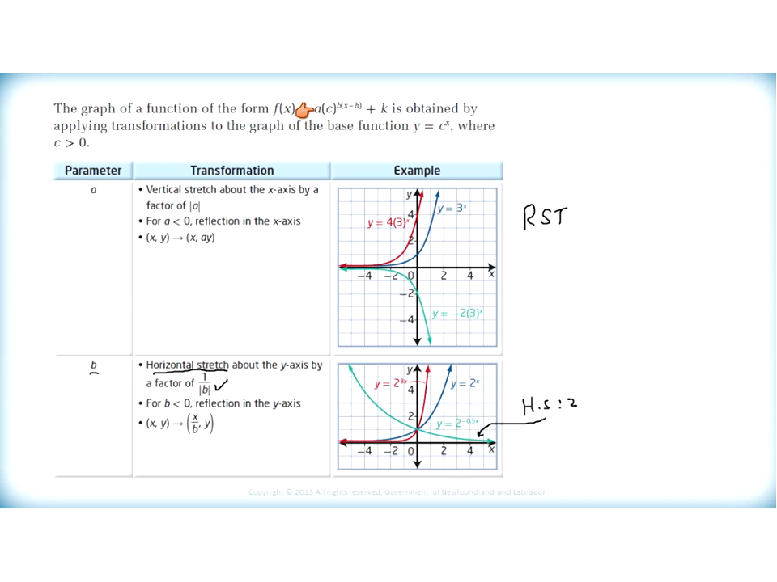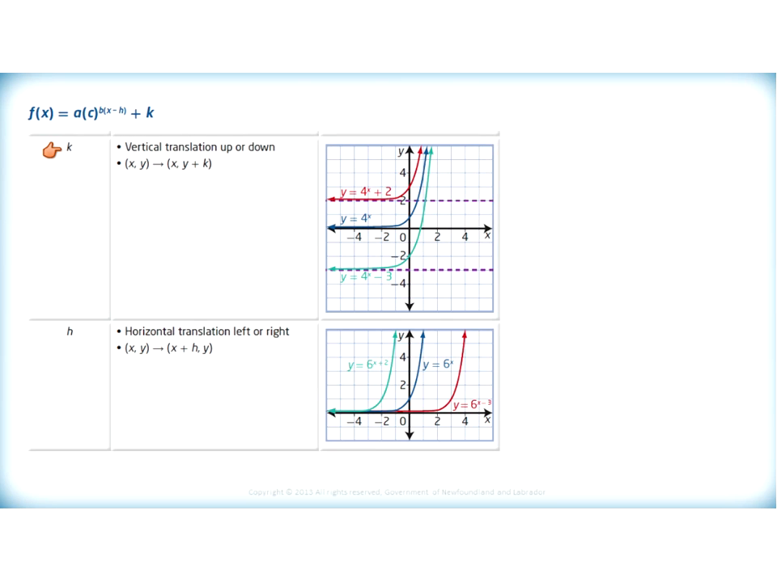So there's a and b. Let's have a look at the parameter k. The value of k represents a vertical translation of the graph up or down. Again, if you look at the mapping rule, it's x comma y plus k.